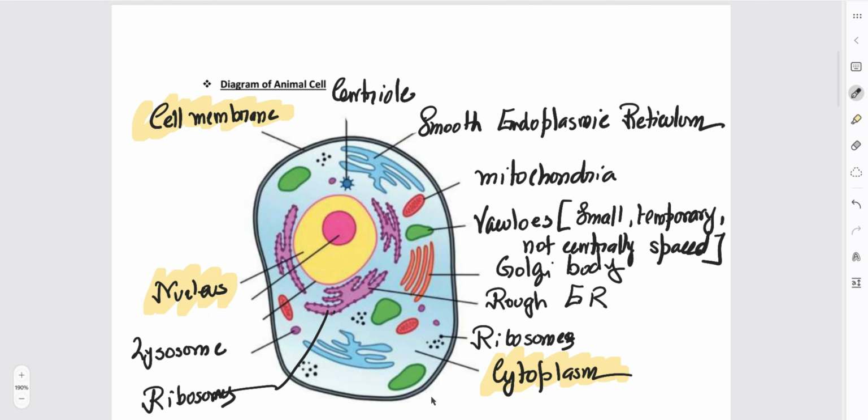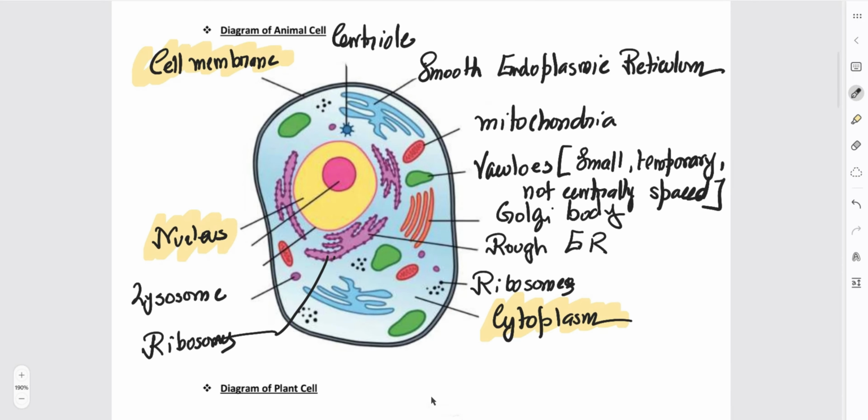Just to give you an idea of what these vacuoles do, when a bacterium enters an animal cell, it is harmful for the cell, right? So we need to somehow trap the bacteria. We trap it by forming this vacuole. The bacteria gets enclosed inside the vacuole. Hence, we say it's small, temporary, and not centrally spaced, because once the bacteria is killed, the vacuole disappears. So this is the complete diagram of the animal cell, and all the organelles that I have labeled, you need to know in detail.